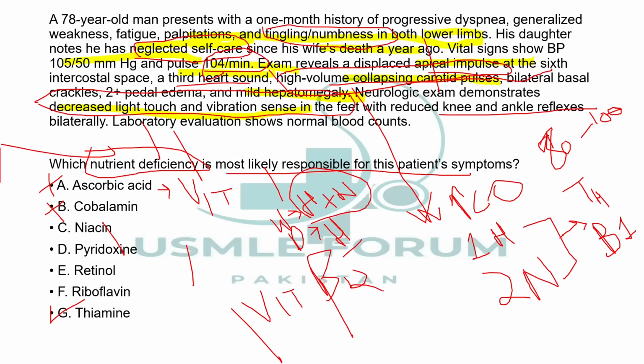Pyridoxine deficiency can occur when someone is undergoing tuberculosis treatment and is being administered isoniazid. That is why you give vitamin B6 prophylaxis, pyridoxine prophylaxis, to someone who is on isoniazid treatment. Isoniazid can cause peripheral neuropathy due to B6 deficiency, pyridoxine deficiency. Pyridoxine is B6. Cobalamin is B12.